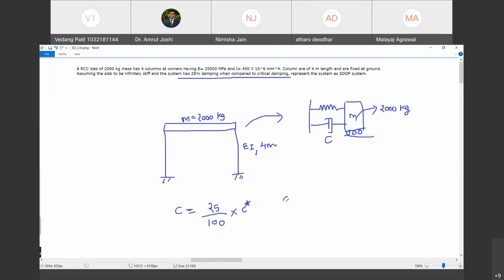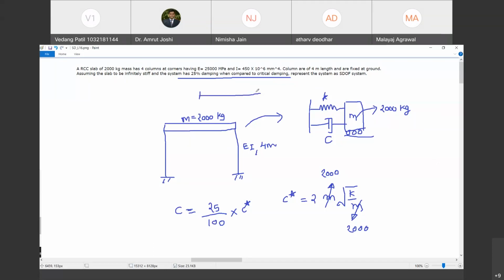Yes, sir. So what do you have to compute now? You need to compute C star, which is equal to 2m omega, where omega is root k by m. Do you agree with me? Yes, sir. The value of m we already know. What is the value of m? 2000. The value of k we still have to compute. Are you with me? Yes, sir. So once you compute the value of k, you will be knowing c as well. That completes the description of the system as a single degree of freedom system. Are you with me?